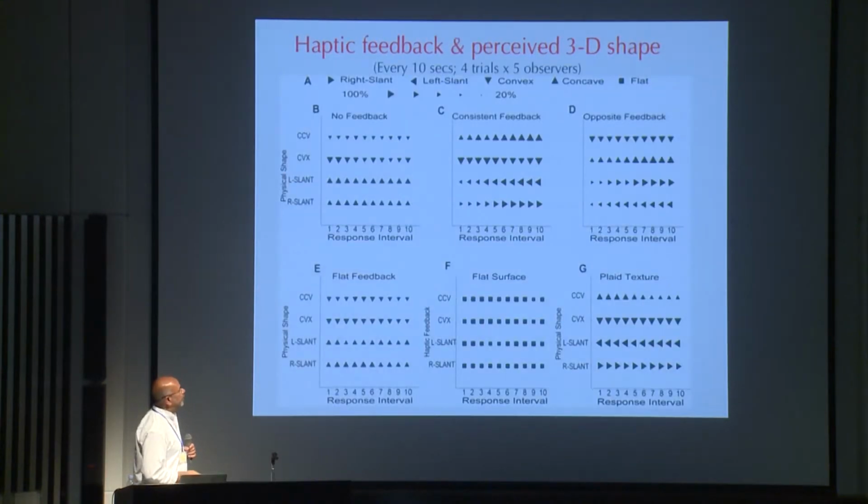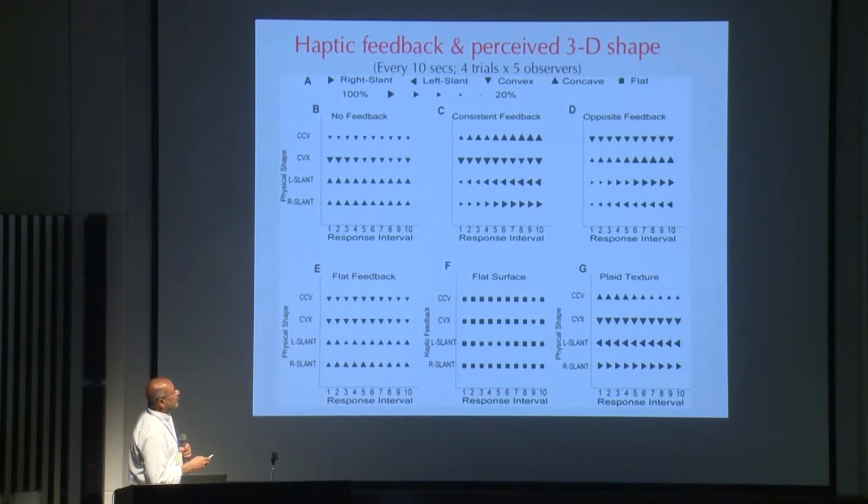Now, this may look like a very complex graph, but it's actually very simple. This is with no feedback. These are symbols which the direction of the triangle actually tells you what's going on. So without feedback, both the concave and the convex essentially look convex. And without feedback, the right slant and left slant both look concave. When you give consistent feedback, this gets corrected. This becomes concave, this stays convex. This becomes left slant, this becomes right slant. Interestingly, if you give the opposite feedback, you can just turn these around.